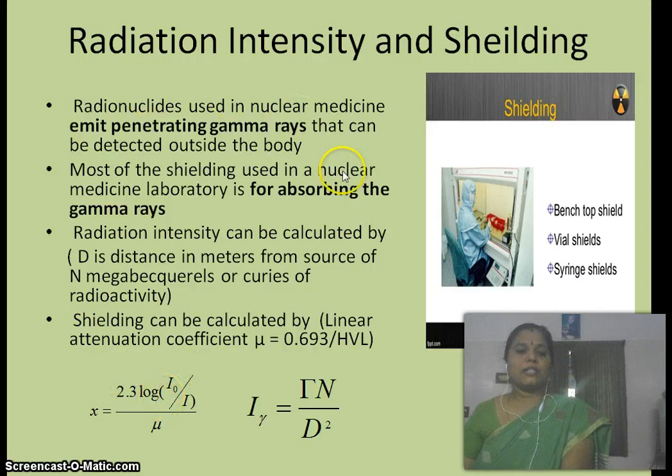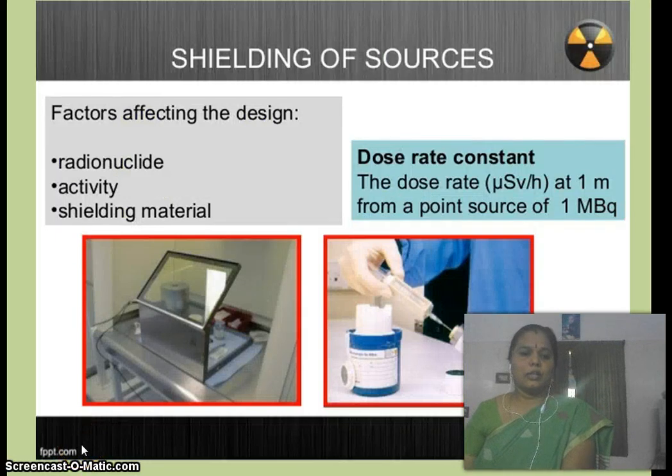And most of the shielding used in nuclear medicine is for absorbing the gamma rays, because gamma rays are absorbed by lead shields. So the intensity can be calculated with this, and the shielding can be calculated from the linear attenuation coefficient. So these are a few examples where we can get some idea about the shielding of sources.